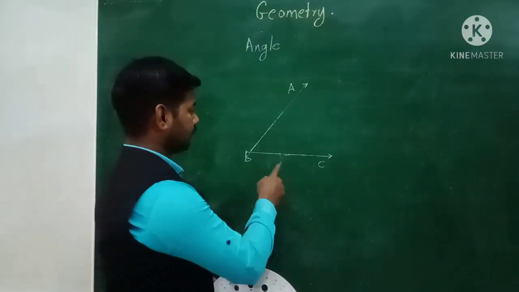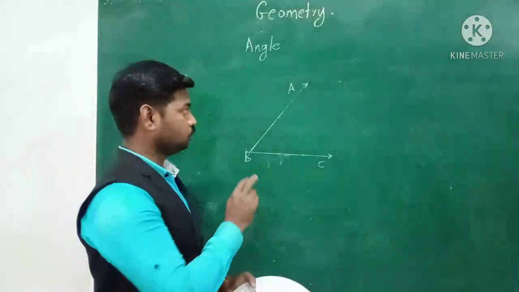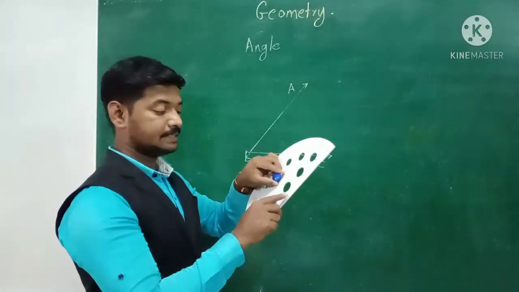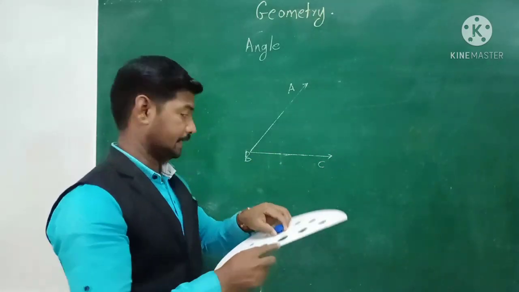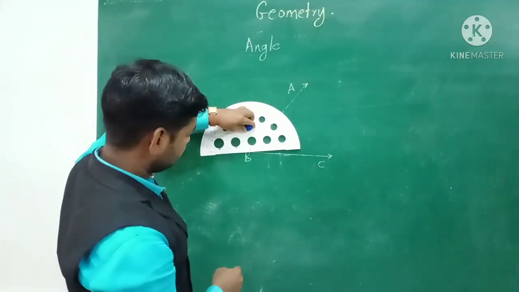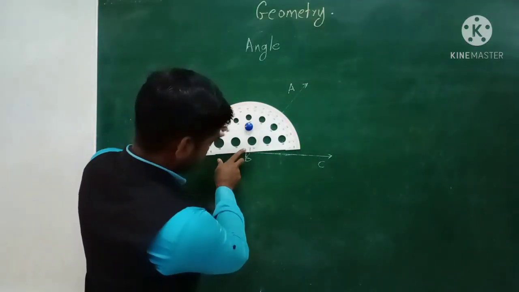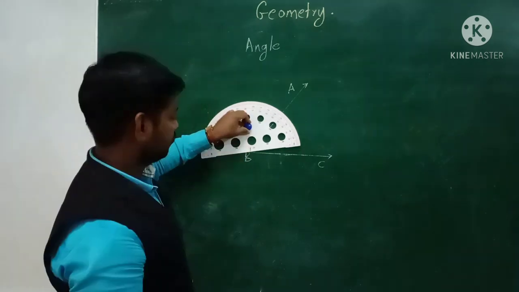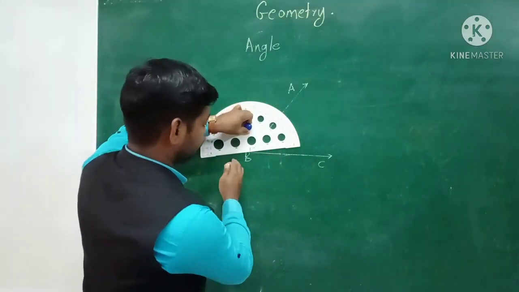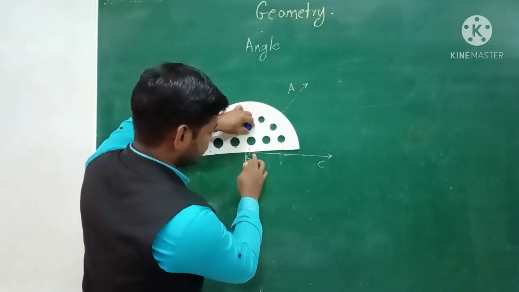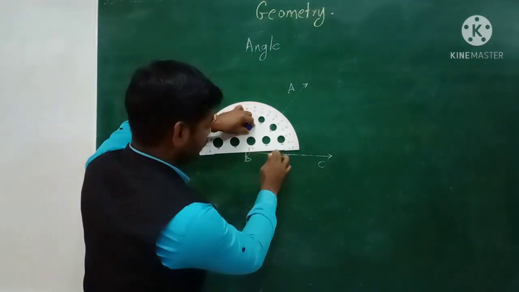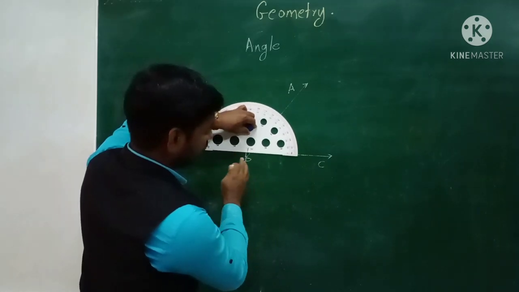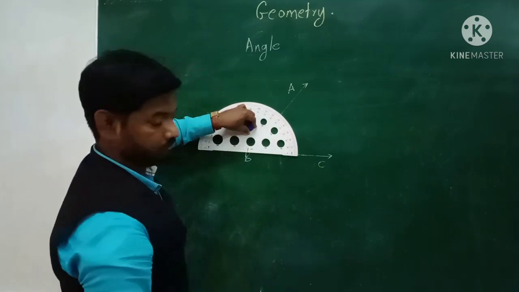Now here I have drawn an angle. Now we have to measure this angle. First we will place the center of the protractor on the vertex. So first we find the vertex, that is B. Now we have kept the center of the protractor on the vertex. Then we have to adjust the protractor such that the baseline of the protractor will come along with any arm of the angle.